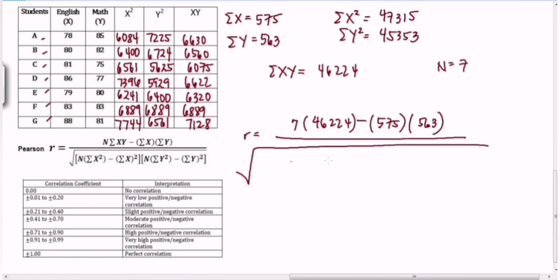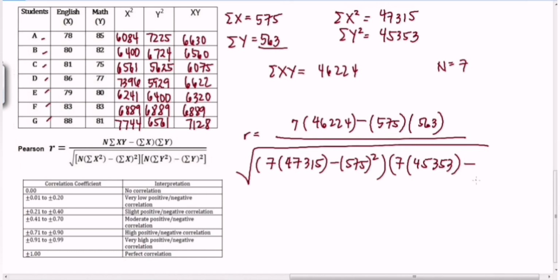Okay, all over. So square root daw ng, so parenthesis doon, and then n, 7. And then open parenthesis, summation daw ng x squared, nasa loob ng parenthesis. So 47315. Minus summation ng x, nasa loob ng parenthesis. Ito yun, 575, and then squared. Okay, close parenthesis, and then open again, ito. And then 7 again, yung n. And then summation naman ng y squared. So here it is, 45353. Okay, close parenthesis, minus summation ng y. Yan, 563 na nasa loob ng parenthesis. And then squared, and then close parenthesis sa dulo.